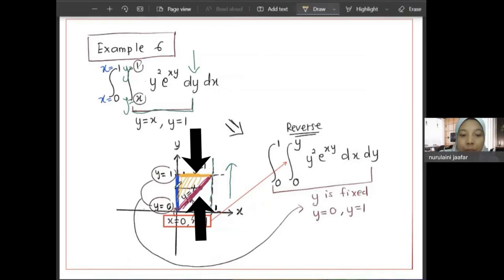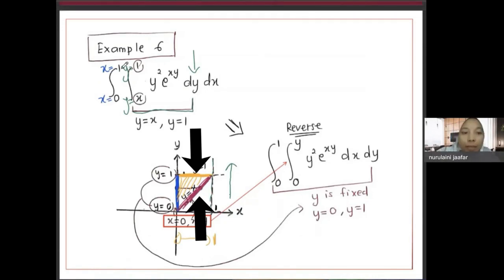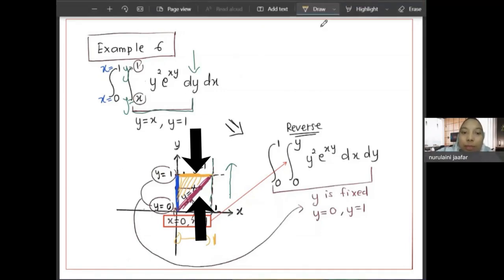We check again. dx is 0 to 1. Remember the base is 0 to 1. Then for the region, we check dy. dy is y equal to x, this one, and then move to y equal to 1. So this is your region.